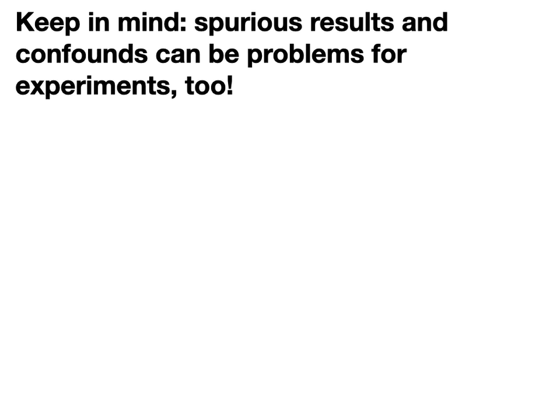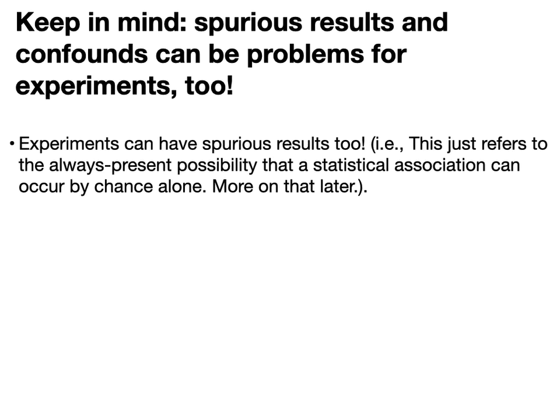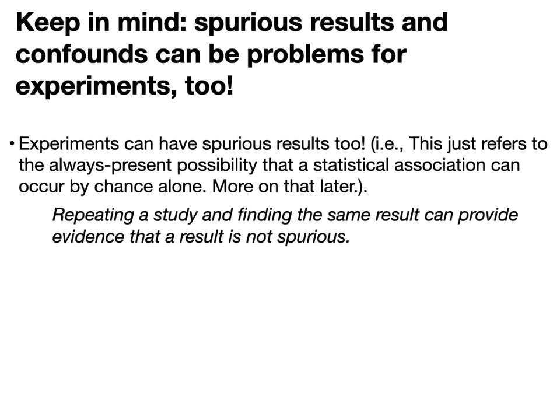Well, spurious results and confounds can be problems for experiments too, right? So with experiments, there's always a possibility that you'll find an effect just by chance alone. We're going to see that a little bit later on in this course. The solution is to repeat a study, because finding the same result more than once provides really strong evidence that a finding is not spurious.